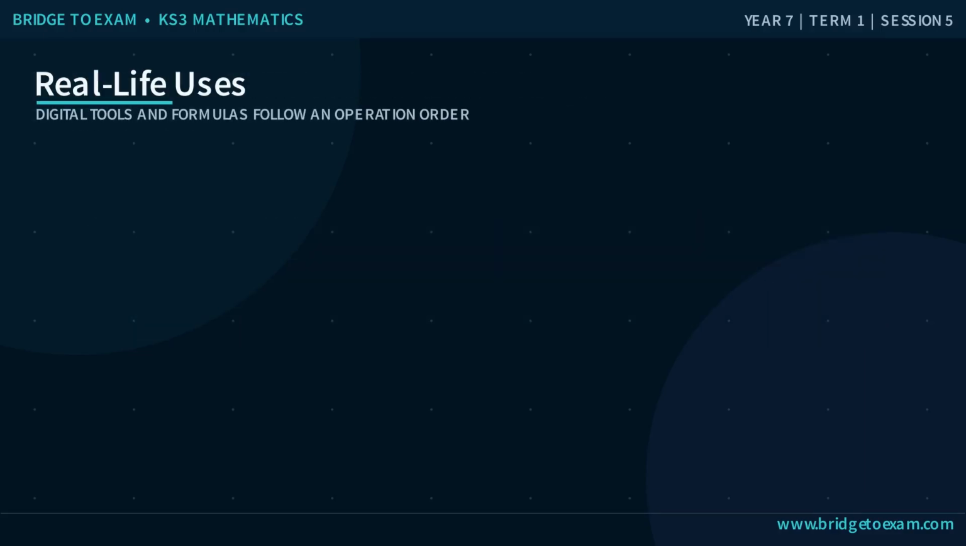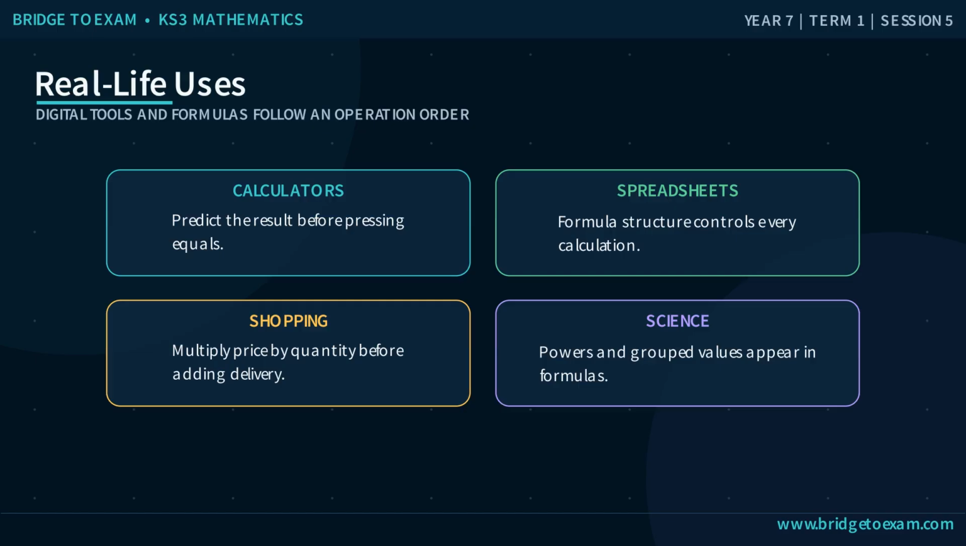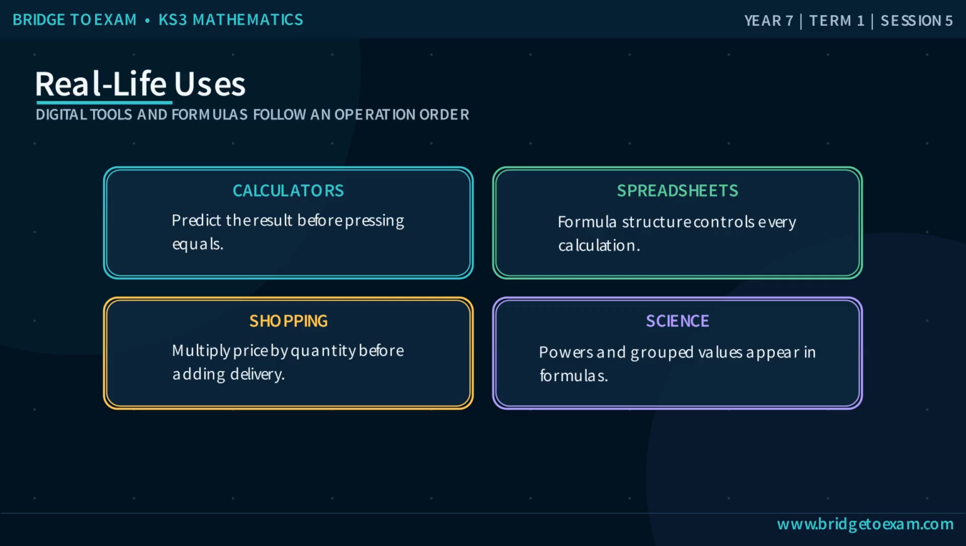Order of operations is built into calculators, spreadsheets, computer programs, and scientific formulas. A spreadsheet reads multiplication before addition unless brackets change the plan. A shop total may multiply a price by a quantity before adding delivery. A science formula may square a measurement before combining it with another value. BIDMAS makes every reader interpret the same expression in the same way.